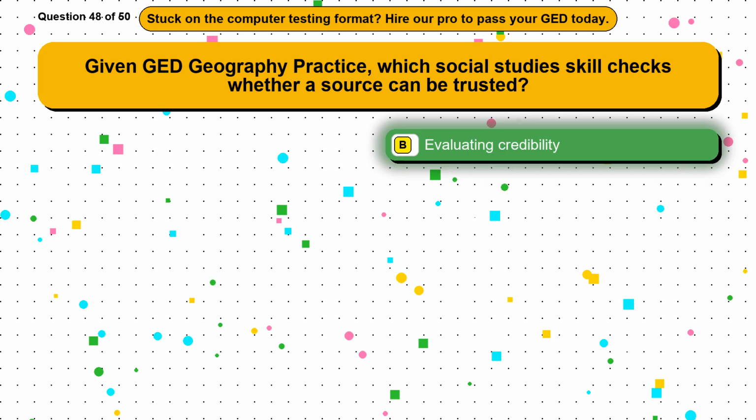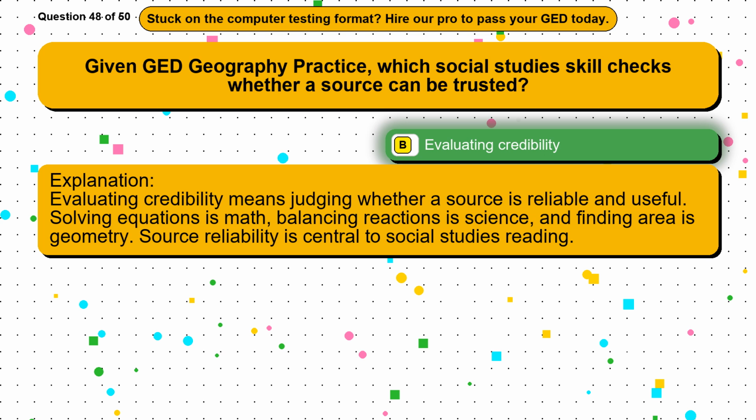The correct answer is option B, evaluating credibility. Evaluating credibility means judging whether a source is reliable and useful. Solving equations is math, balancing reactions is science, and finding area is geometry. Source reliability is central to social studies reading.